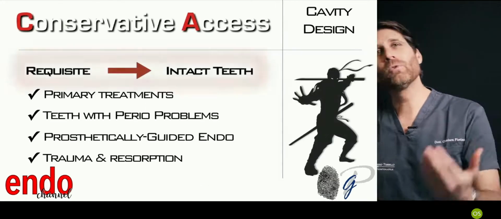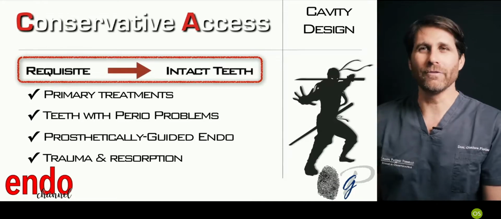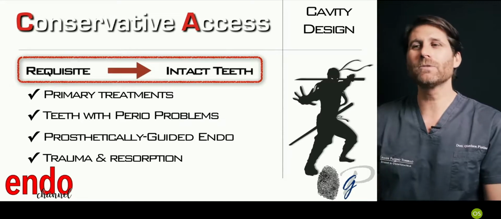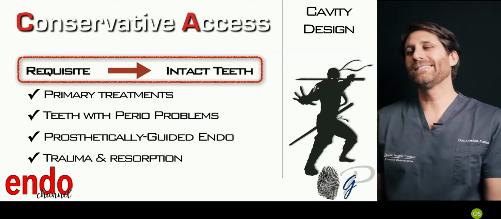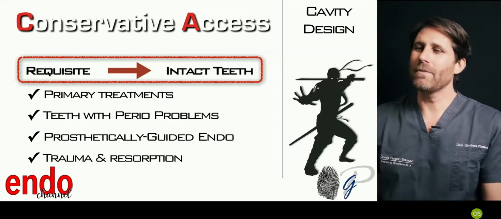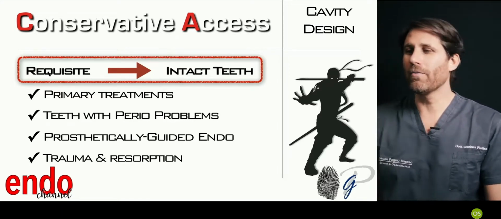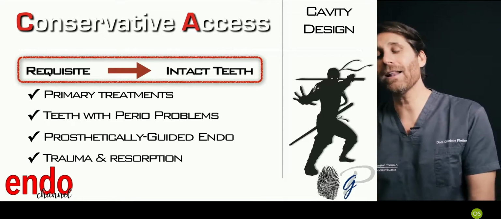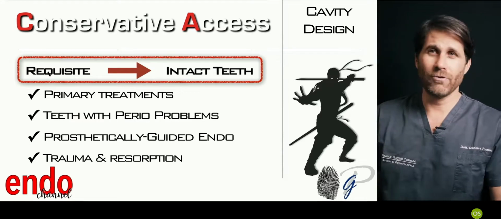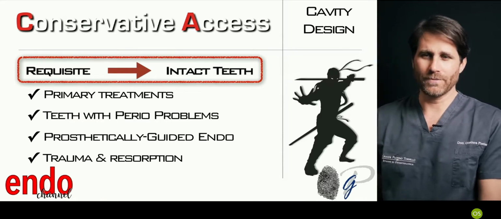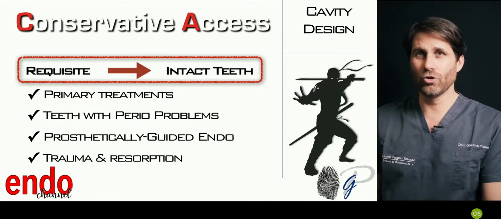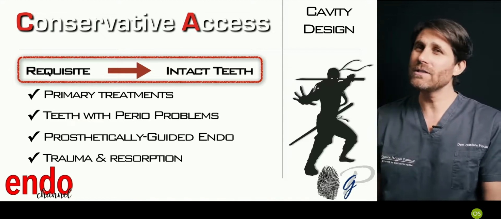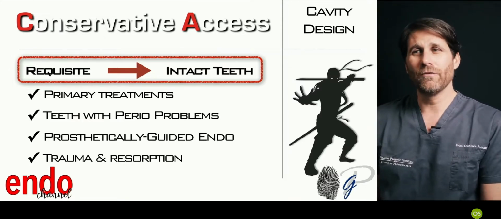Obviously, up to now, we have mostly seen intact teeth. So situations in which we can shape our access cavity as we prefer. And these intact teeth we have only in primary treatments, only in teeth with periodontal problems, as we have seen before, or when we perform prosthetically guided endo. But prosthetically guided endo is really reduced very much today because of the minimally invasive prosthetic procedures that reduce the need for the deep preparation of the external side of the tooth.